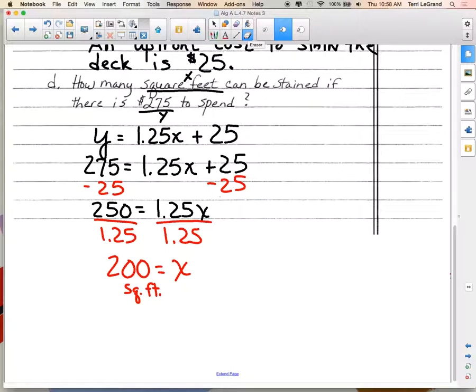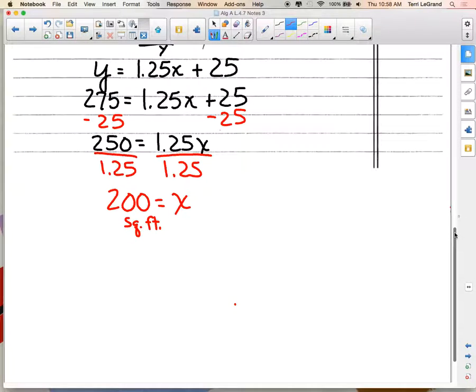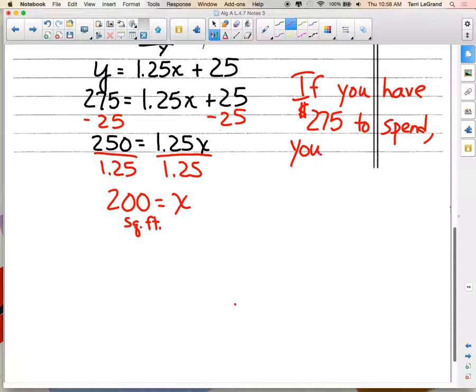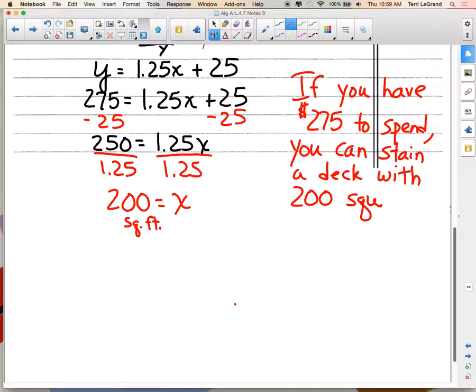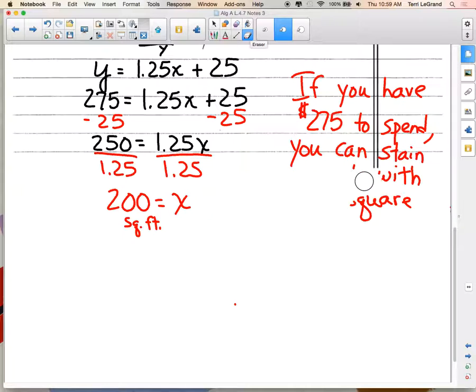Anybody want to state how we should write our sentence? What should we write? If you have $275 to spend, you can stain a deck with 200 square feet. There you go, I like that better. You can stain a 200 square foot deck. That's a good way to put it.